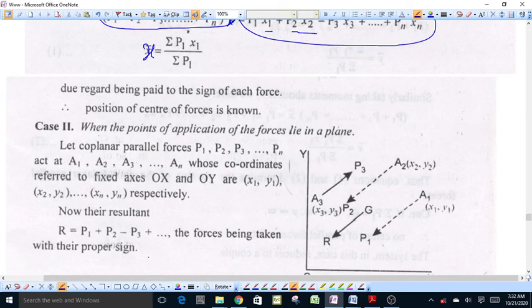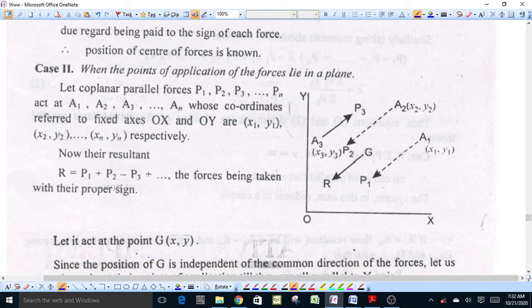Now, we take the second case, when the points of application of all the parallel forces lie in a plane. Suppose the force P1 acts at a point A1 whose coordinates are x1, y1, P2 acts at point A2 whose coordinates are x2, y2, P3 acts at point x3, y3. Because all these forces are parallel, the magnitude of the resultant R will be equal to P1 plus P2 minus P3 and so on. The negative sign of P3 is due to the opposite direction of P3.